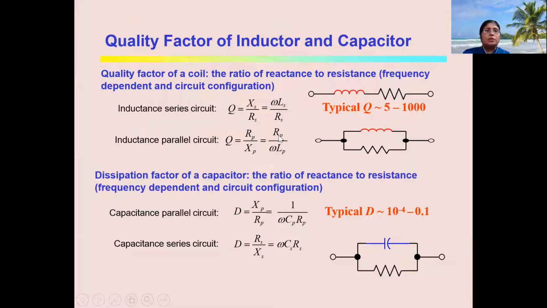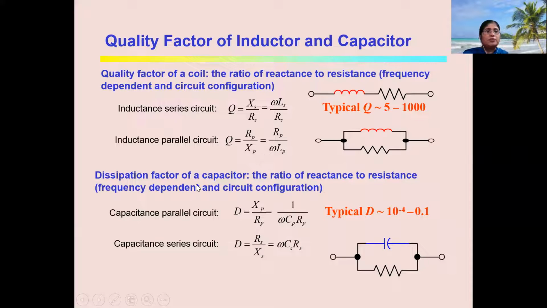So this is equal to how much? R P upon X P, where X is equal to omega L. That's why I can write X P equal to omega L P. So the parallel circuit quality factor is equal to R P upon omega L P.